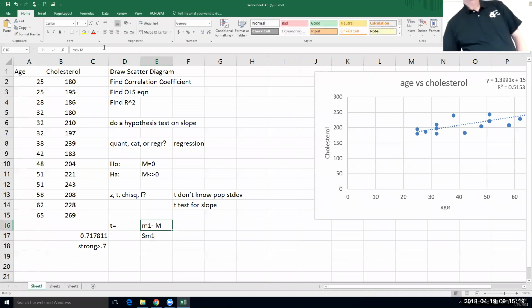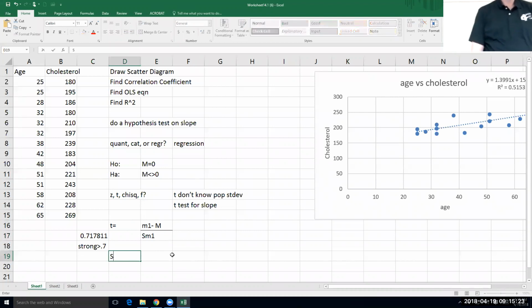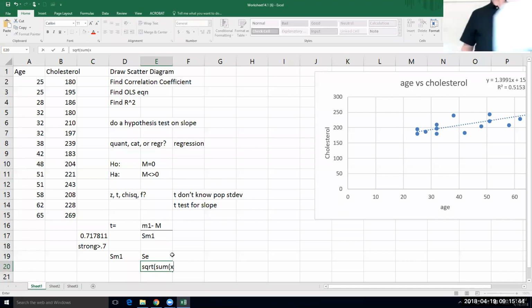Okay. Now, we need to figure out what S sub m1 is, right? That is equal to S sub E over the square root of the sum of xi minus x bar. No, square root completely. xi. I don't think so. The square root.